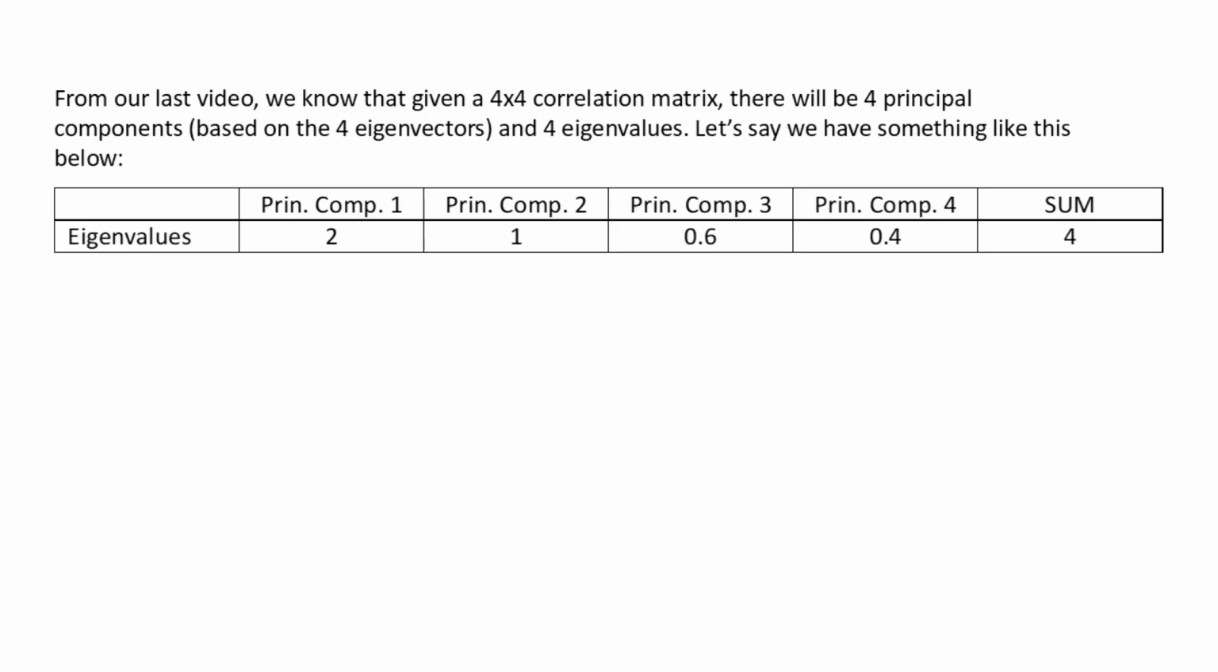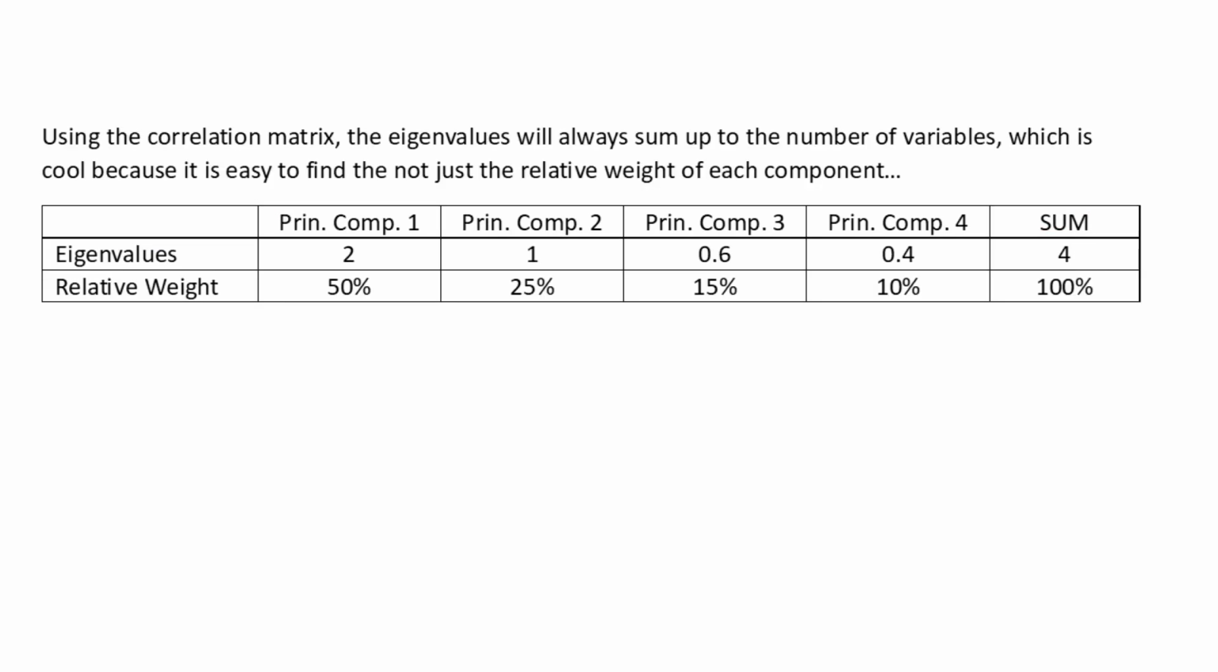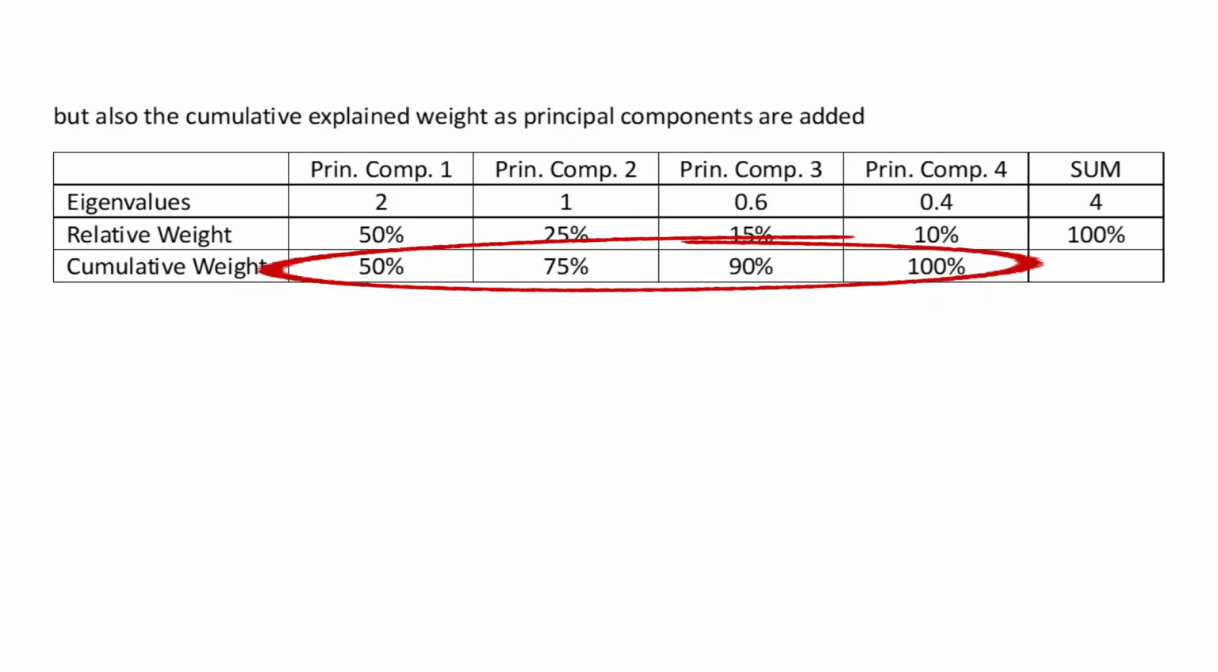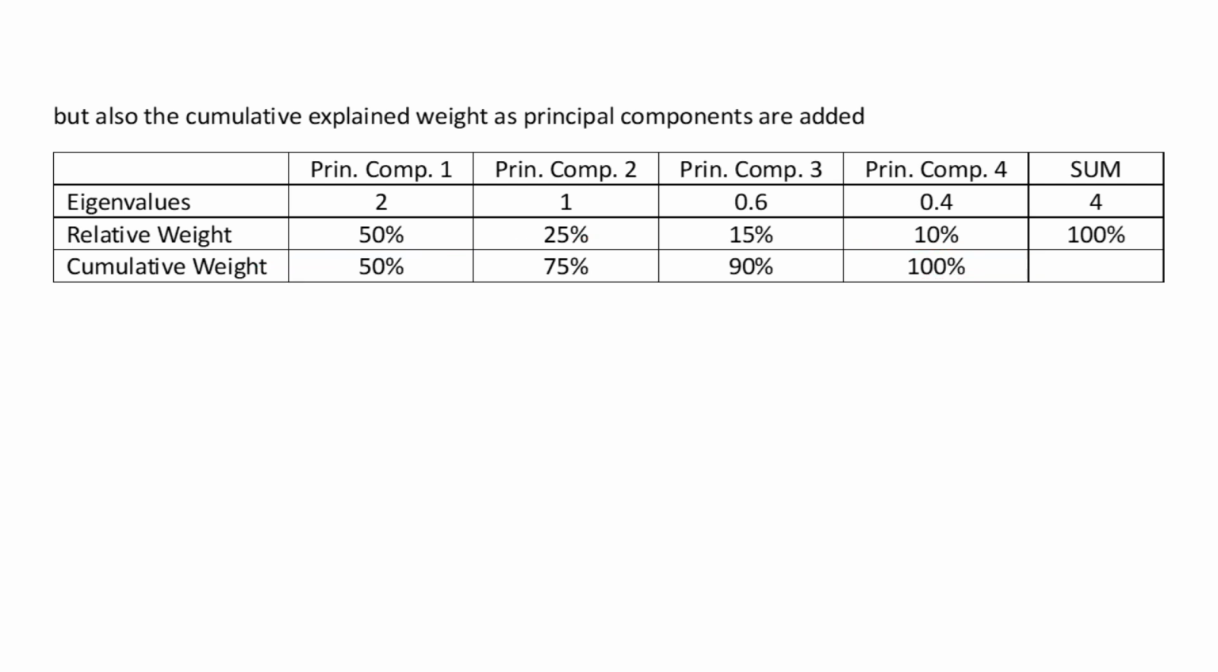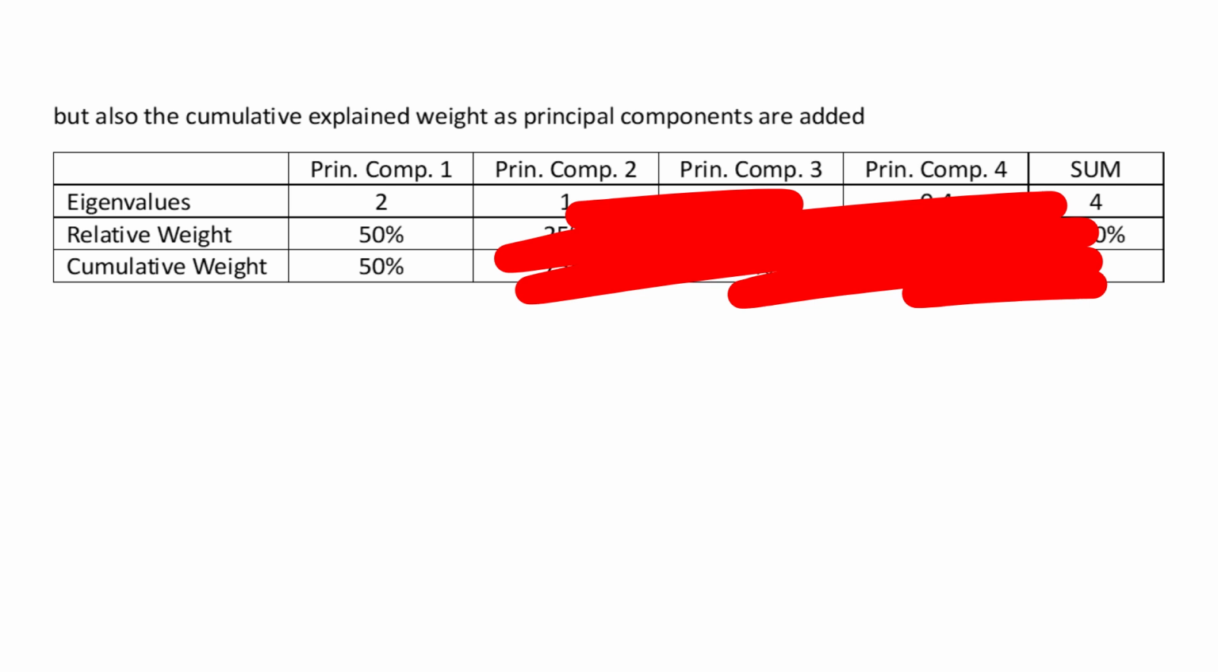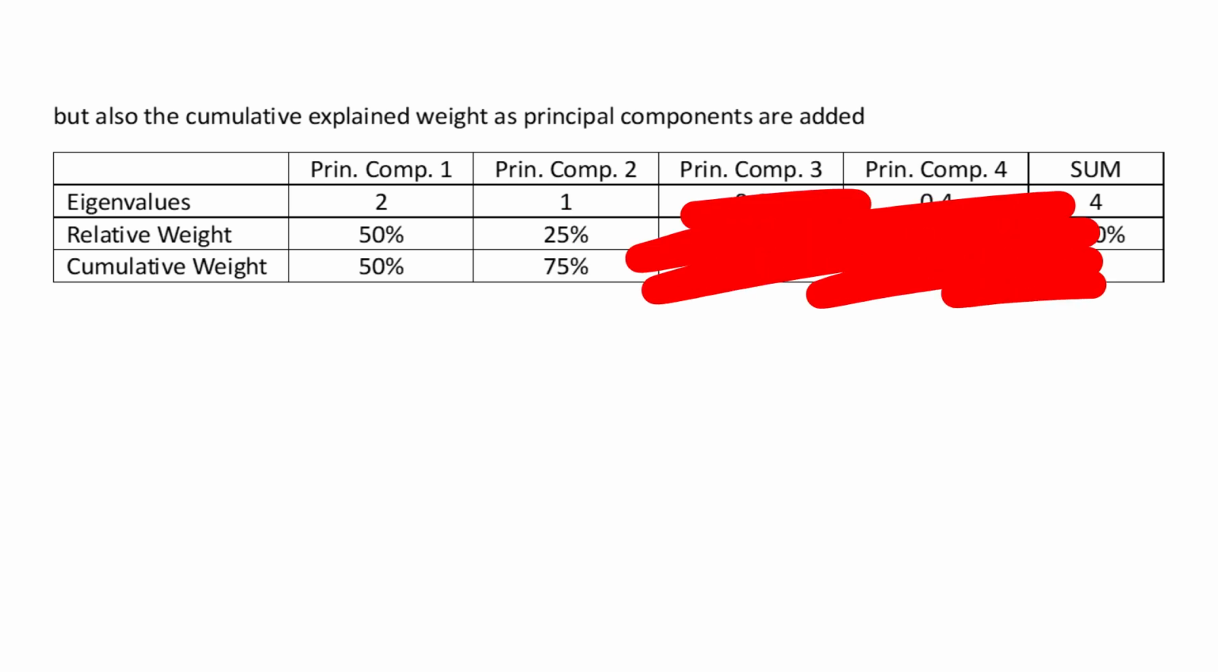Let's say we have something like this below, with the eigenvalues listed from left to right in descending order. Now, using the correlation matrix, the eigenvalues will always sum up to the number of variables, which is cool because it's easy to find not just the relative weight of each component, as we see here, but also the cumulative explained weight as principal components are added, as seen here. Thus, if we keep only principal component 1, then we already capture 50% of the variations. If we add principal component 2, then with just two principal components, we already explain 75% of the variations, etc.